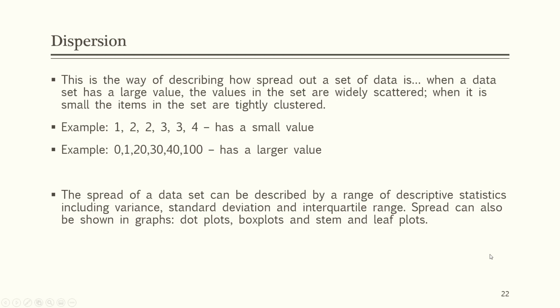Like I've indicated, one way of describing how spread out a set of data is: when the data has large values, the values are widely scattered, or when the items are small, they are tightly clustered. In the first one, we have 1, 2, 2, 3, 3, 4. We have really tightly clustered data, so this is going to be a smaller dispersion value. It's going to center more around that mean, median, and mode. It's going to be tighter, closer into the middle of the theoretical curve. Or we could have larger values, and so we have 0, 1, 20, 30, 40, up to 100.